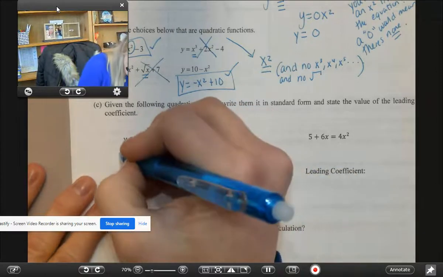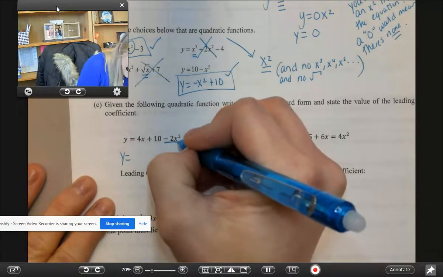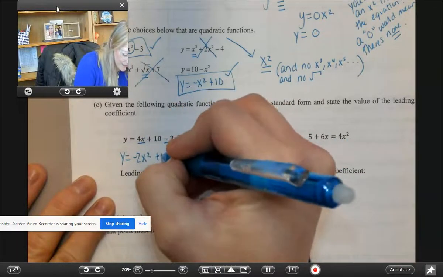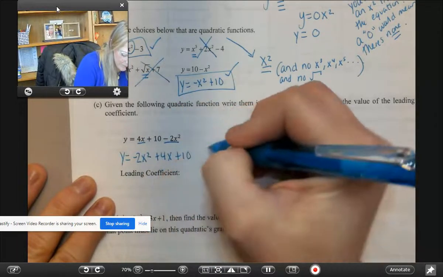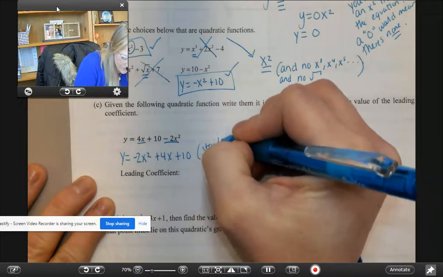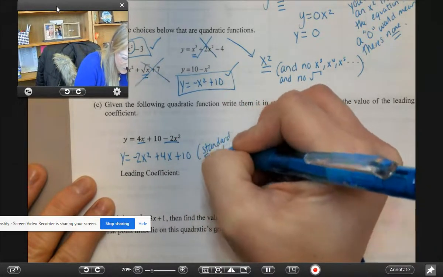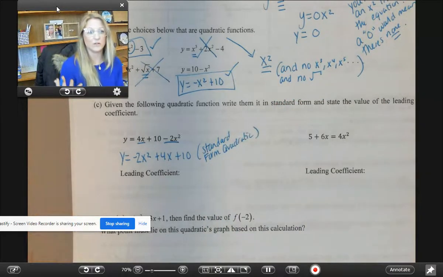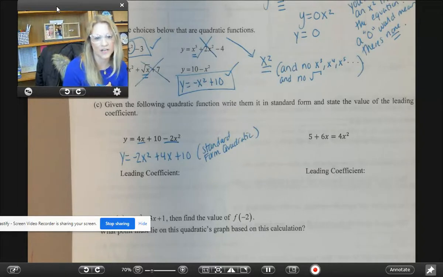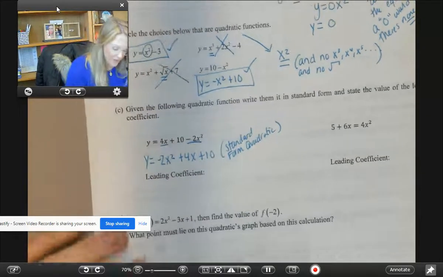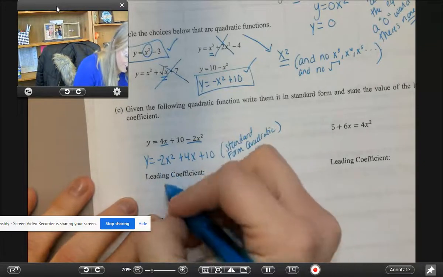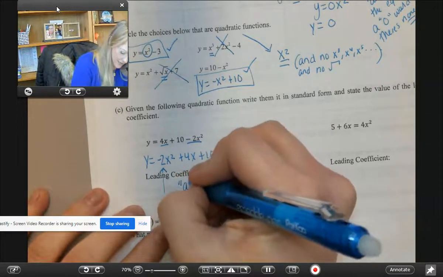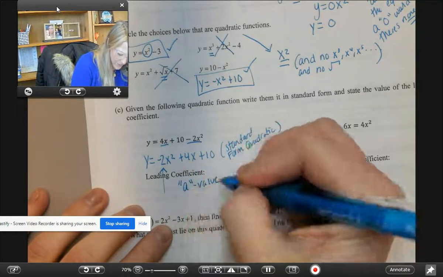Okay, so to write it in standard form, we're going to want this piece to be written first, which would be negative 2x squared. Then we want the plus 4x. Then we want the plus 10. So this is standard form quadratic. Okay, so right there, you know how to now put something in standard form quadratic. And now what's the leading coefficient? Your leading coefficient is the number right in front, your a value. Okay, it's your a value. And it's a negative 2.